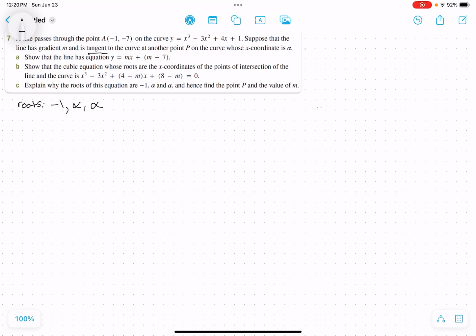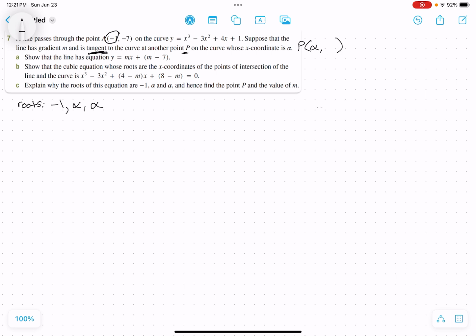All right, so again, it says a line passes through this point on the curve, and so on. So it tells us that one of the roots is -1. And then it says, suppose that this line has a gradient of m, and is tangent to the curve at another point P, whose x-coordinate is alpha.